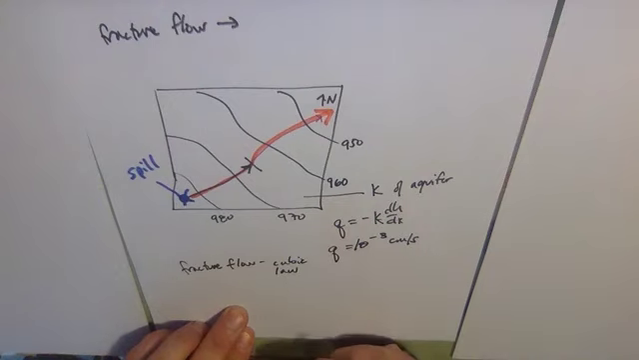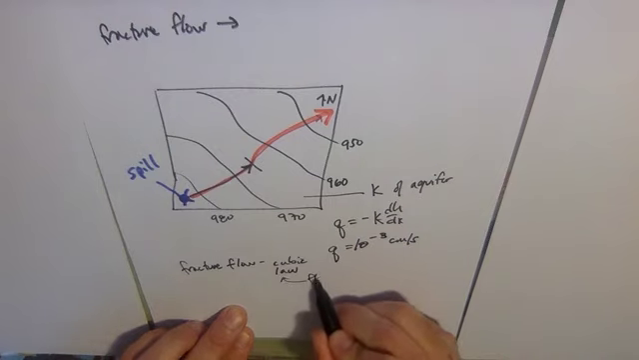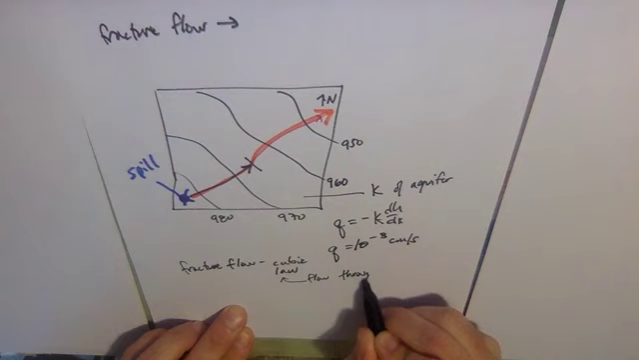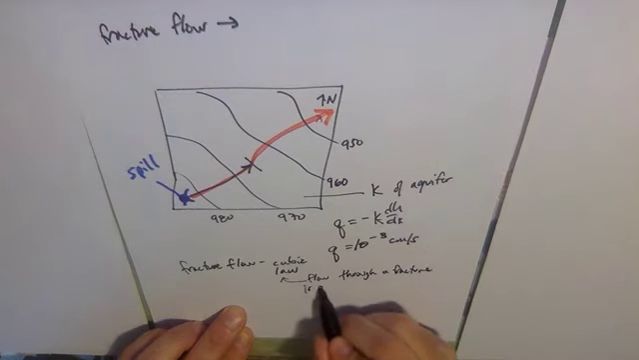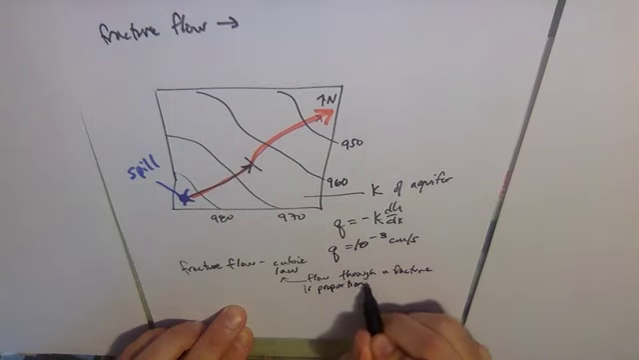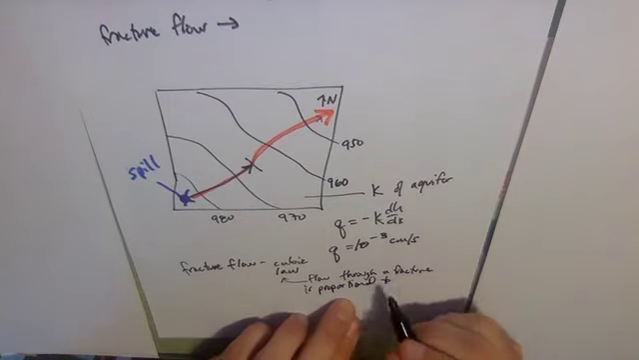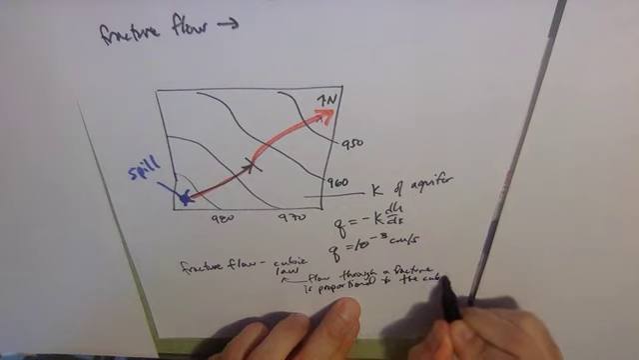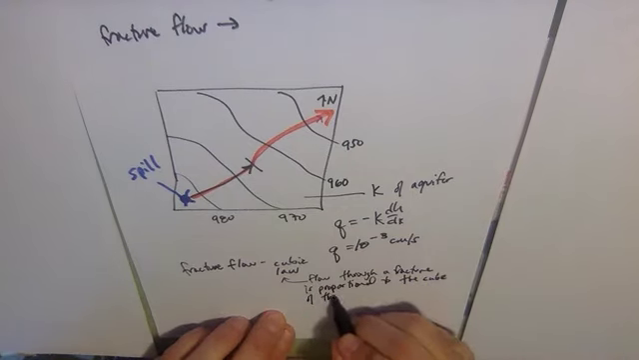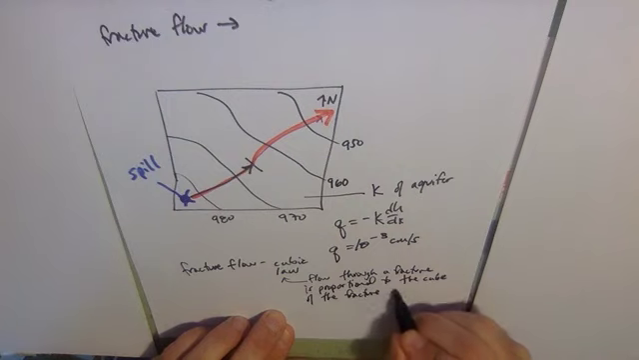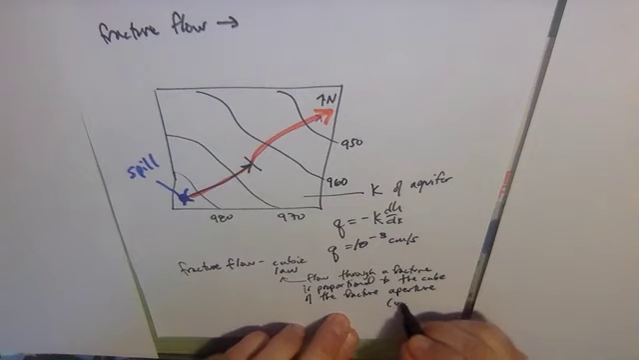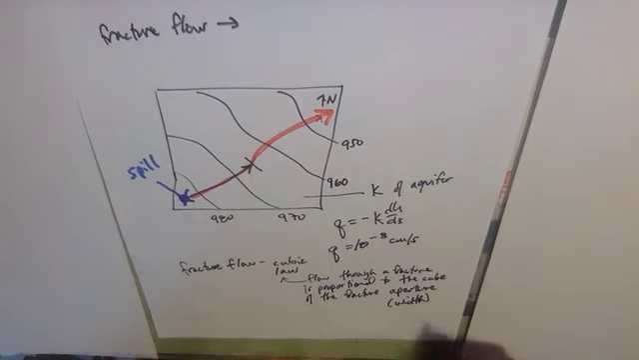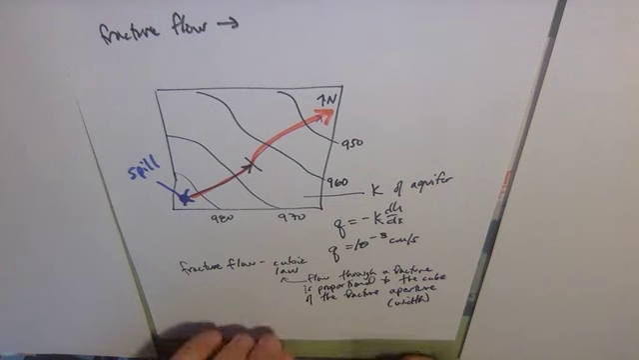And what this basically says is that flow through a fracture is proportional to the cube of the fracture aperture. Aperture being the width of the opening, right? Or how wide the crack is. So what does that mean?